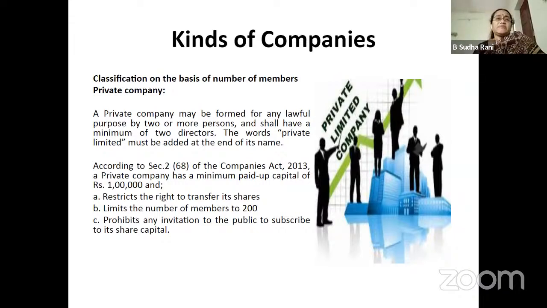A private company is the one which raises the capital among the members, and the minimum 2 members must be there and maximum 200. It will not issue any prospectus. It raises among the members. So it restricts the right of transfer of shares and will not issue any prospectus. Its capital is a minimum of 1 lakh. Okay. At the end, private limited terms will be added.